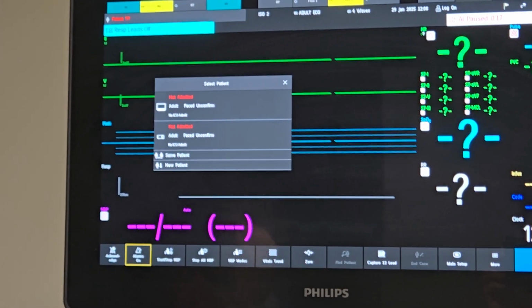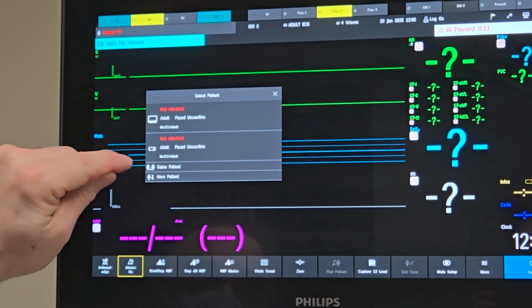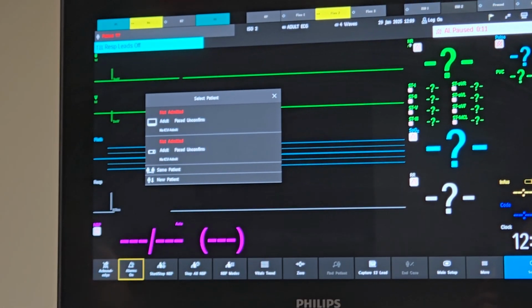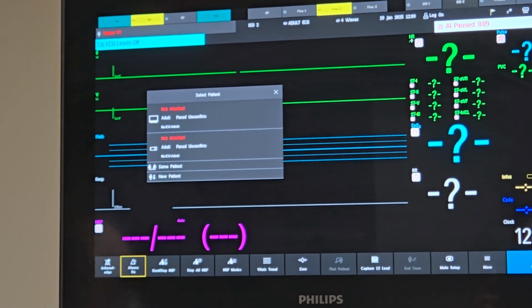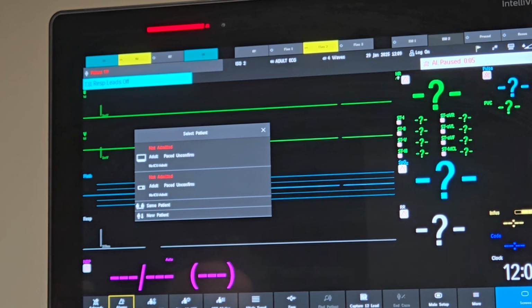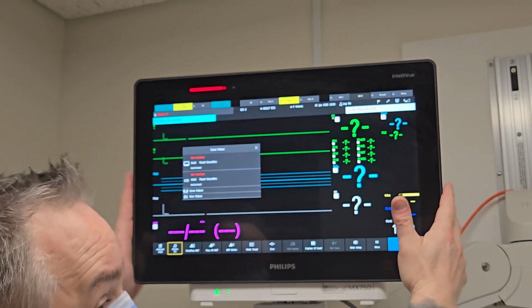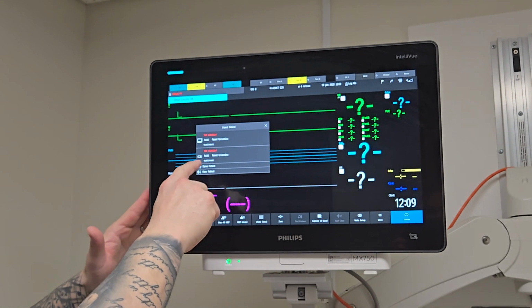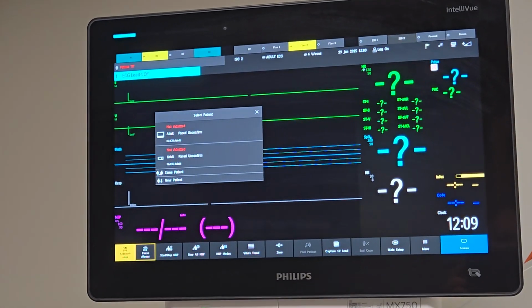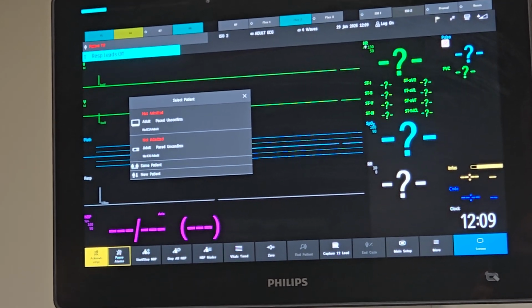For all of our purposes here at St. Joseph's Hospital, you will never ever select same patient and new patient. Ignore those two options, they don't exist. Now, these two options here, one of them is a representation of the monitor, which stores information. The other one is a representation of the brick or the brain of the system.